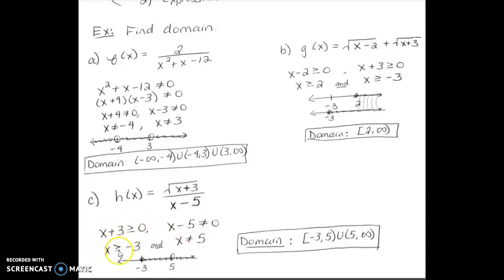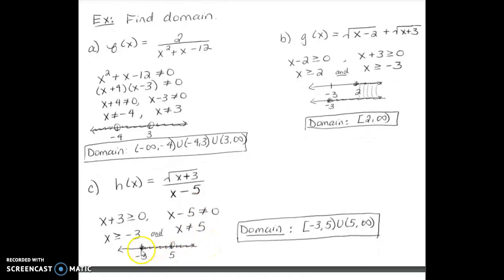So solving this one gives me x greater than or equal to negative 3. And then solving this one gives me x cannot be 5. So I look at my number line. Here's negative 3. So if x was just greater than or equal to negative 3, I would shade to the right. But because 5 is part of that part of the number line, we have to put a hole here because we can't use 5.